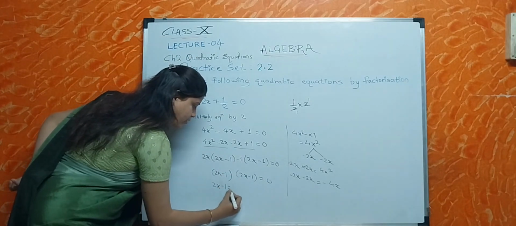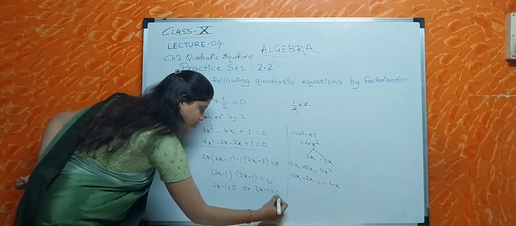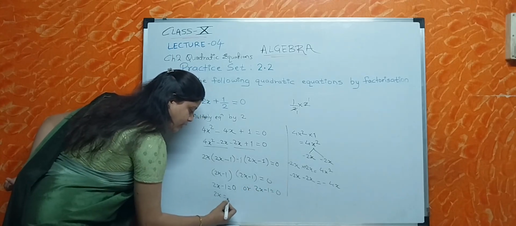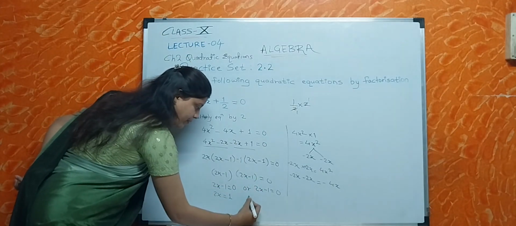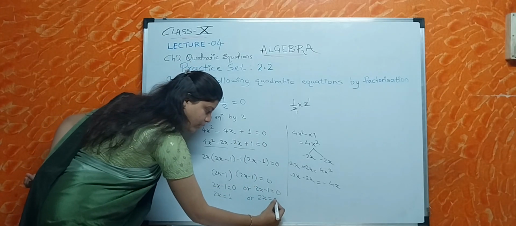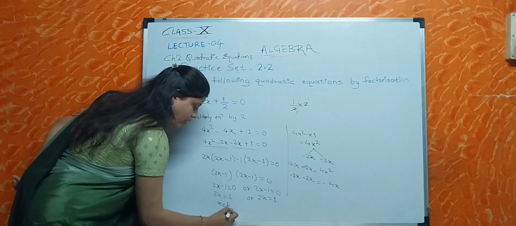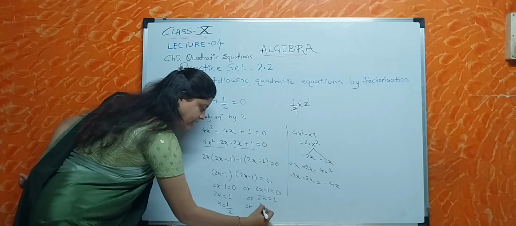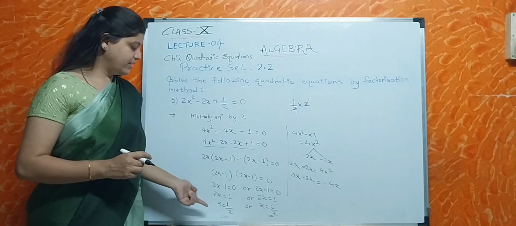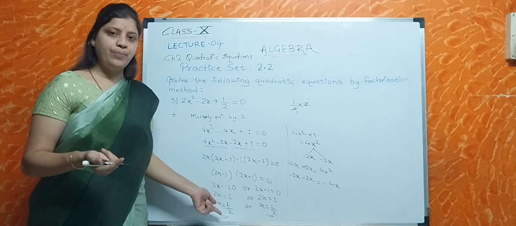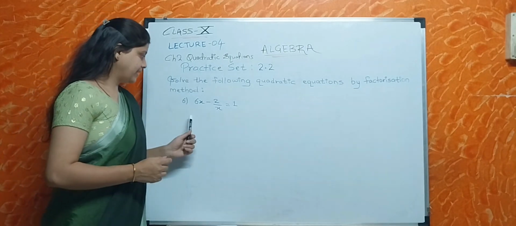2x minus 1 is equal to 0 or 2x minus 1 is equal to 0. So 2x is equal to 1, when the minus 1 goes to the right-hand side it becomes plus 1. Similarly here also 2x is equal to 1. So x is equal to 1 upon 2 or x is equal to 1 upon 2. So we got our two roots, that is 1 upon 2 and 1 upon 2. Understood? Now next question, question number 6.